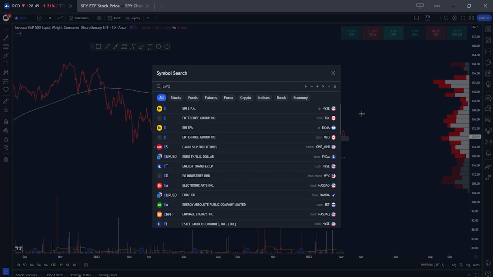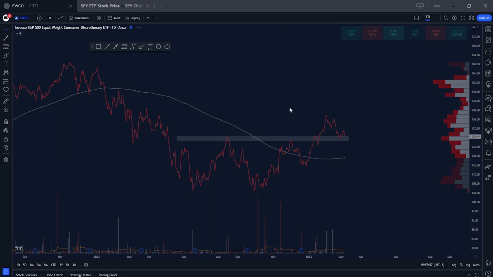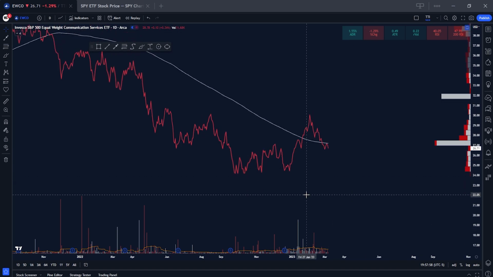We look at equal weighted communications. Let's just run with the equal weighted stuff. Equal weighted communications is up. These are up more than the defensive sectors. And then obviously, we just look at XLI.